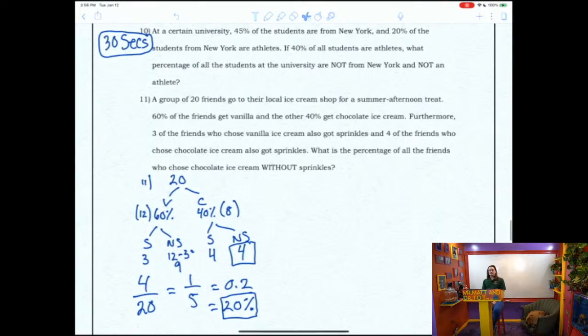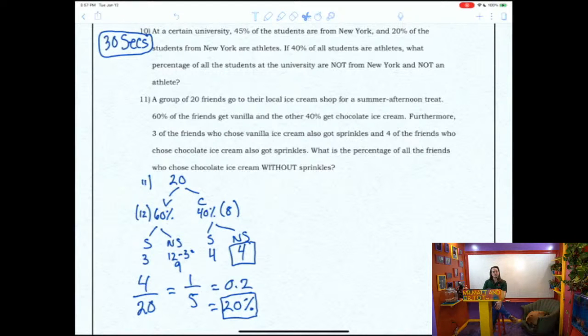So for number 11, a group of 20 friends go to their local ice cream shop for a summer afternoon treat. 60% of the friends get vanilla, and the other 40% get chocolate ice cream. Furthermore, three of the friends who chose vanilla ice cream also got sprinkles, and 4% of the friends who chose chocolate ice cream also got sprinkles. What is the percent of all the friends who chose chocolate ice cream without sprinkles?